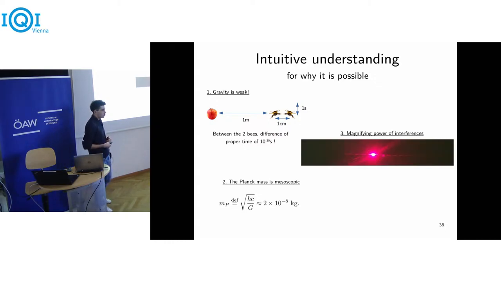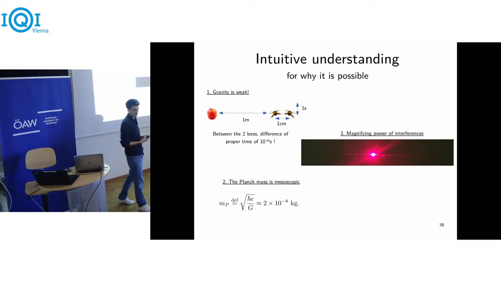Third argument, we are using the magnifying power of interferences. When I was in high school, that was something that surprised me a lot. We were doing this experiment of measuring the width of a hair by making an interference pattern with a laser. By doing this interference, you were able to magnify the size of the hair and see it on your screen as a big blob that you could measure with a proper ruler. And then by some equation, from this size on the screen, you were able to determine the actual size of the hair at the beginning.